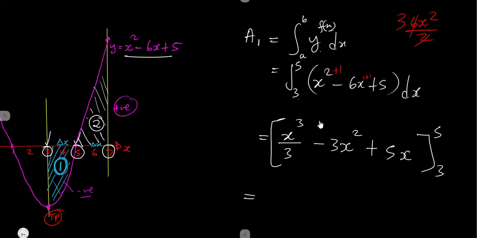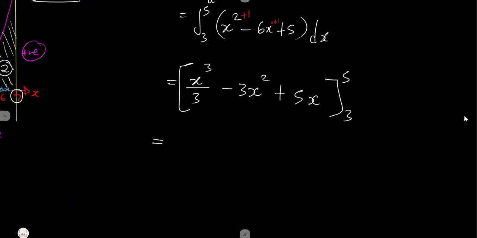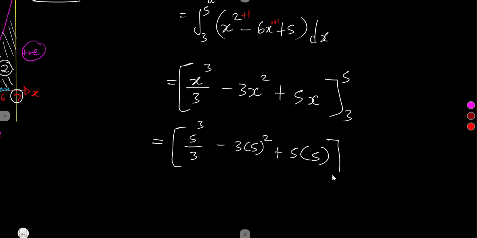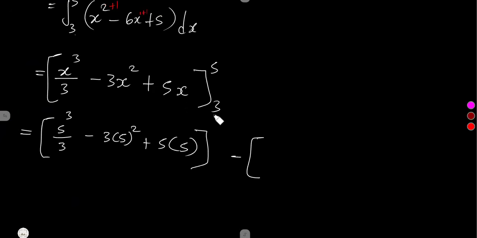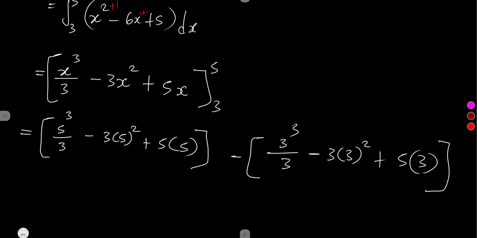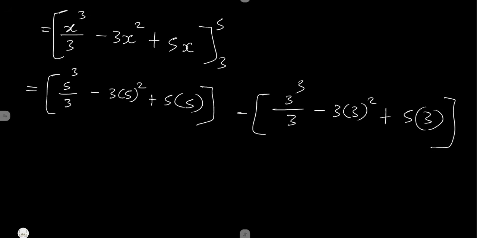So let us substitute, guys. Because of time, it's going to be 5 in place of x: 5 to the exponent of 3 over 3, minus 3 times 5 squared, plus 5 into 5. So this is our upper limit minus the lower limit. In place of x, we substitute the lower value, which is 3. So that's 3 to the exponent of 3 over 3, minus 3 into 3 squared, plus 5 into 3. So this is what you're going to have.